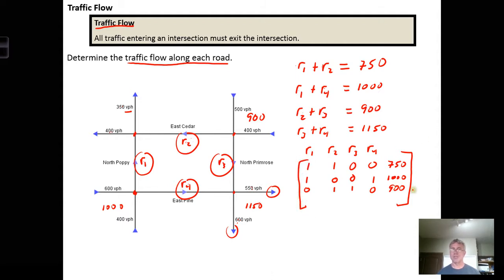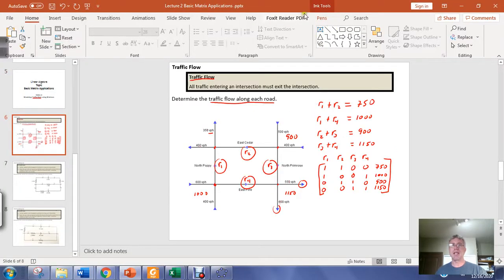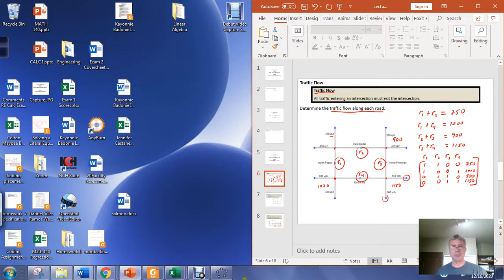Let me make that matrix just a hair bigger. The last equation says there's no road 1, no road 2, 1 road 3, 1 road 4, adding up to the 1,150. So now I have the matrix that models my system of equations. That's modeling my traffic flow on this road setup. Now I'm going to keep that and escape out to GeoGebra.